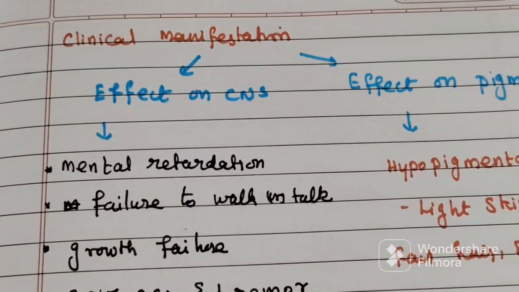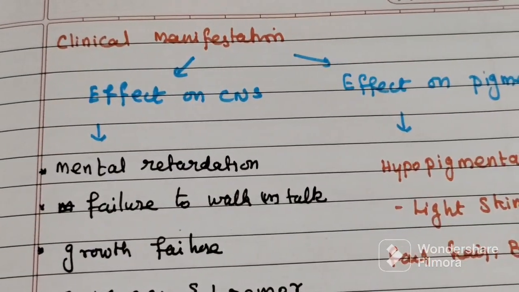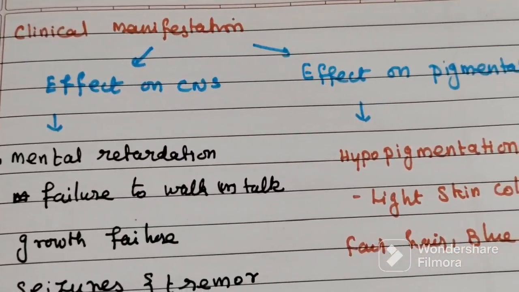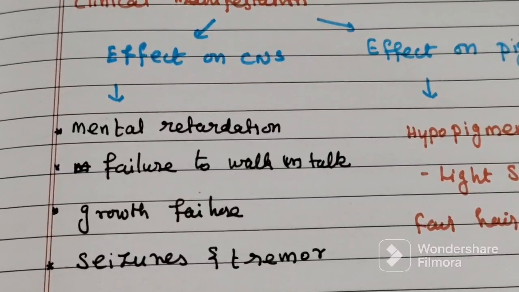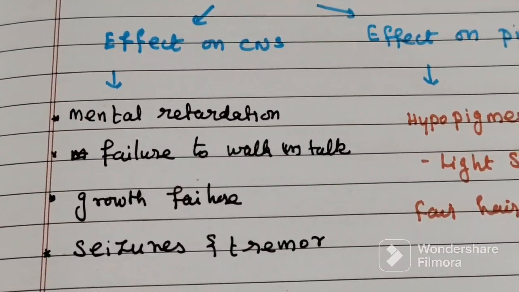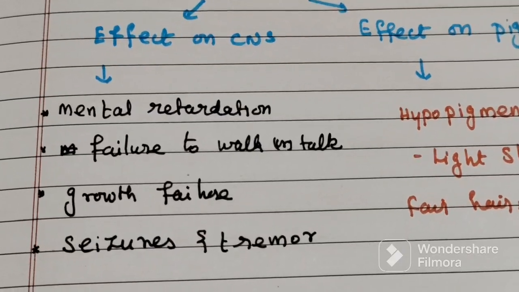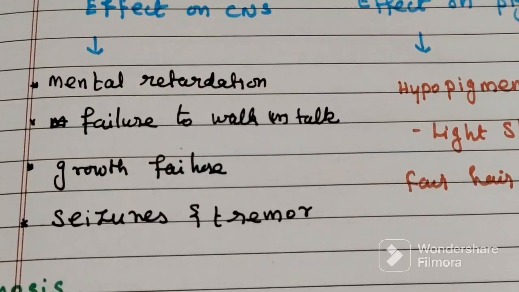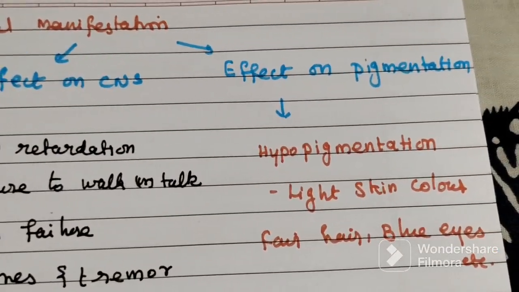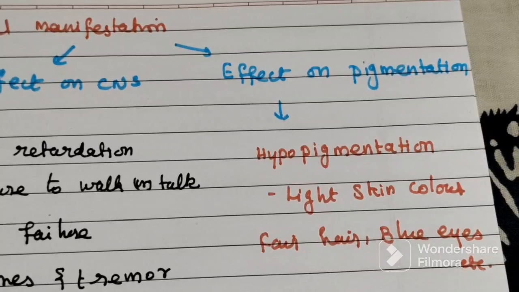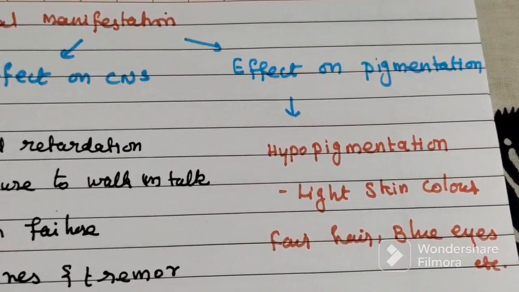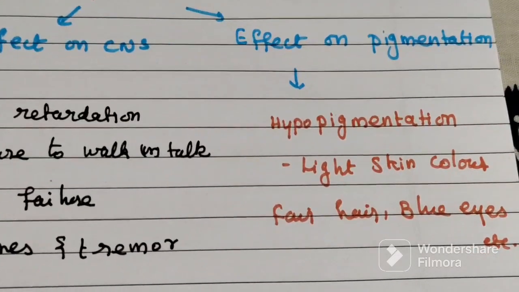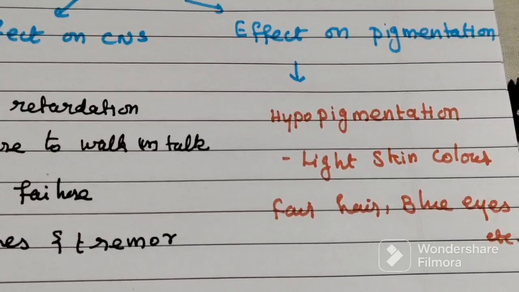Next, clinical manifestations. There are 2 important clinical manifestations: effect on CNS and effect on pigmentation. The effect on CNS is mainly mental retardation, failure to walk and talk, and growth failure. The effect on pigmentation is hypopigmentation, so light skin color, fair hair and blue eyes. So blue eyes are caused by phenylketonuria.